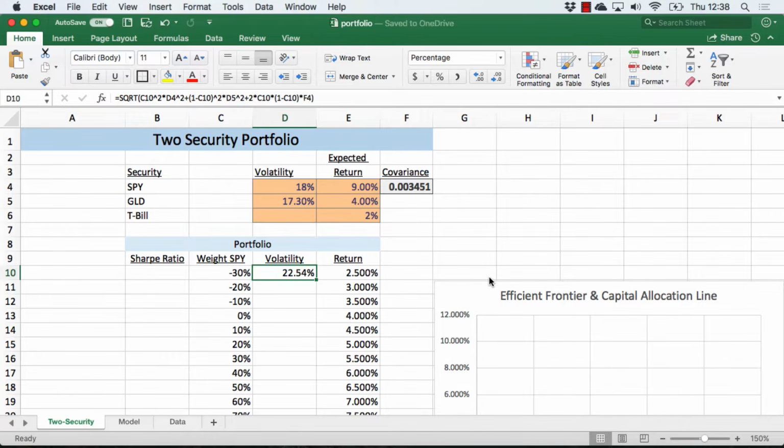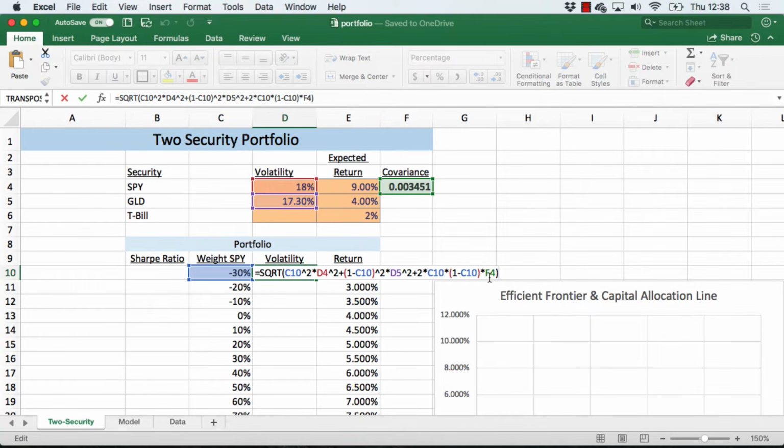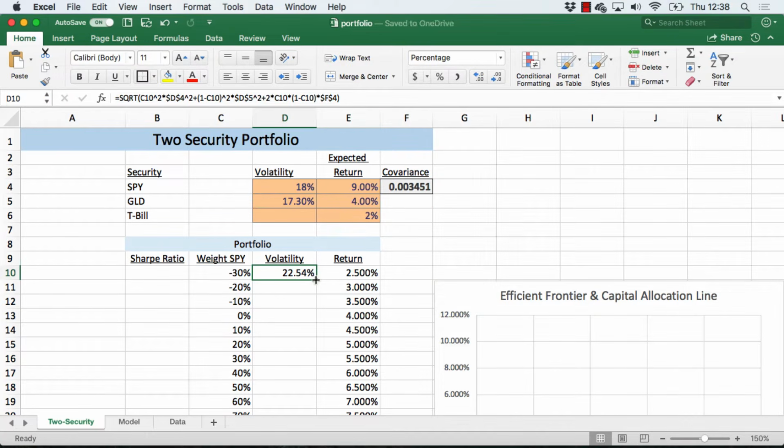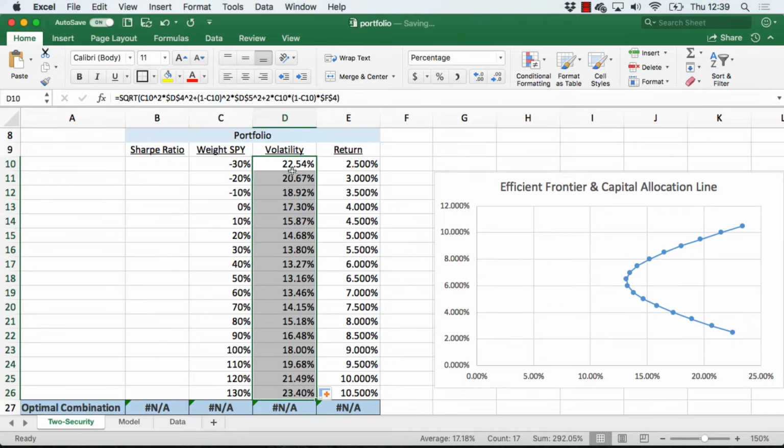Okay, so when we are short 30% S&P 500, our volatility is 22.5%. Okay, I'm going to get back in there and absolute reference some things. Okay, and then we can go ahead and copy that formula down. Okay, so we can see as we mix securities in, we get a variation in that volatility, all right, and it seems to be the lowest at about a 50-50 mix.